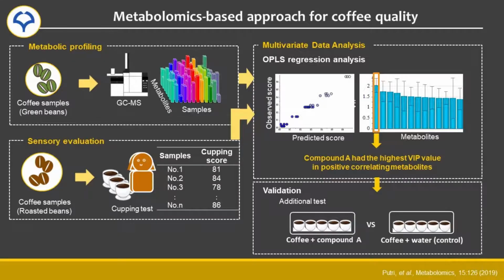So, the cupping score and metabolome data were combined and correlated using multivariate data analysis. The result from this data analysis suggests compounds that have important correlation with coffee quality. To validate the result, validation by addition test is necessary to be conducted.